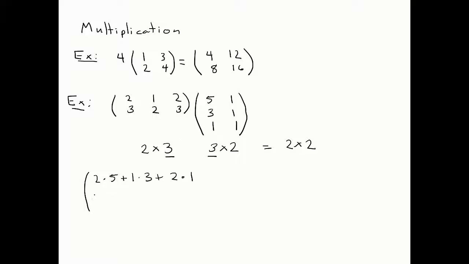To get the entry that goes in the second row and first column, we multiply the second row times the first column. So that's 3 times 5 plus 2 times 3 plus 3 times 1. Then we do the first row and the second column. Then we do the second row and the second column.